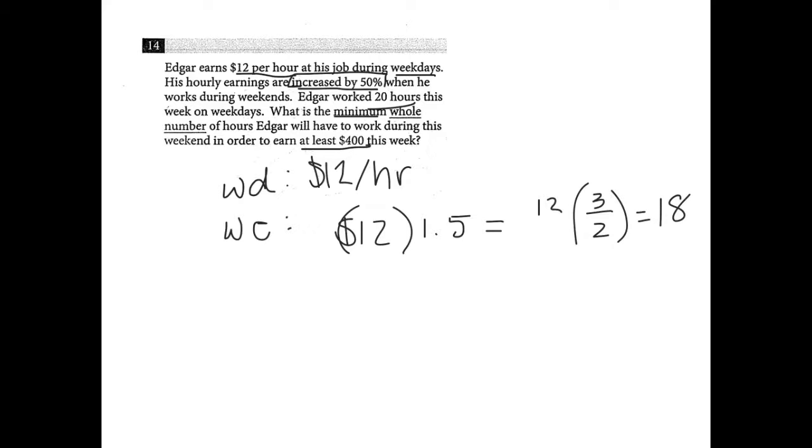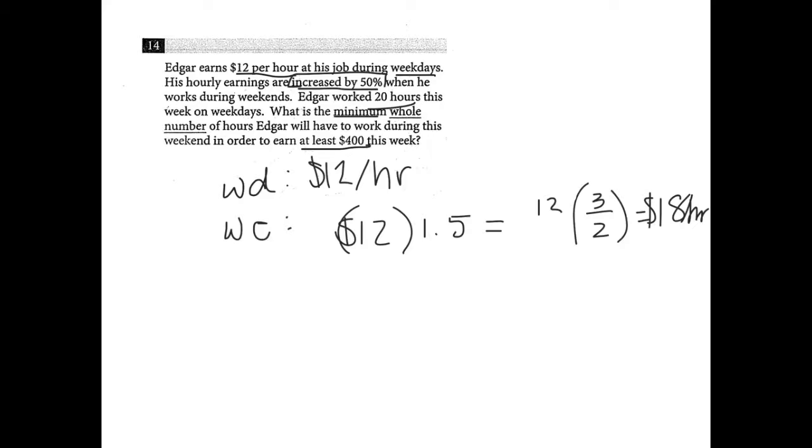The way you can think about this is you have 12 over 2 times 3 over 1. That equals 12 times 3 over 2, which would be the same thing as this, 12 times 3 over 2. Okay, anyway, we know that it's 18. Hopefully you know how to do multiplication. So now that we know on the weekends we earn $18 per hour, we need to use this to find the minimum whole number of hours Edgar will have to work.